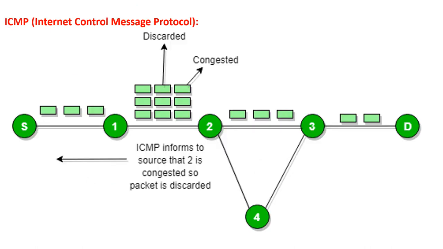ICMP, that is Internet Control Message Protocol. The Internet Control Message Protocol, known as ICMP, is a supporting protocol in the Internet Protocol suite, which is used by networking devices like the router. It sends error messages and important operational information.